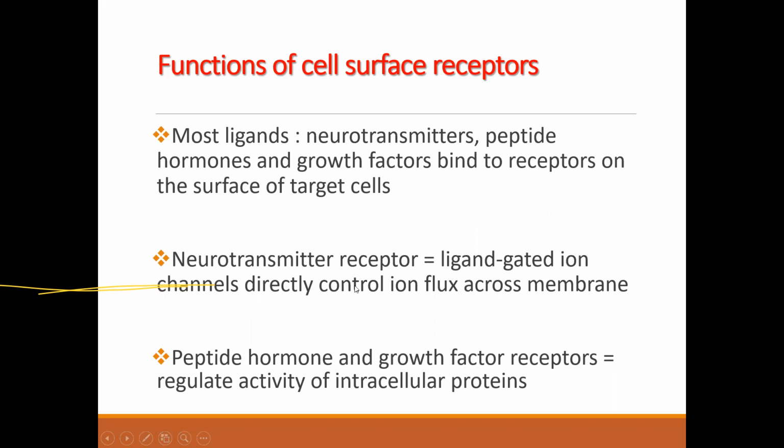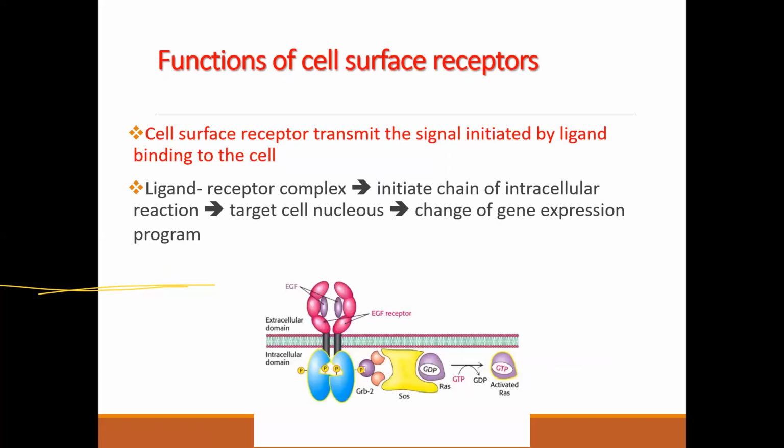For the neurotransmitter receptor, mostly this type of receptor is the ion channel itself. Therefore, after binding, that is the control of ion influx across the membrane. But for peptide hormone and growth factor, the receptor usually will regulate the activity of intracellular proteins, for example, intracellular enzymes.